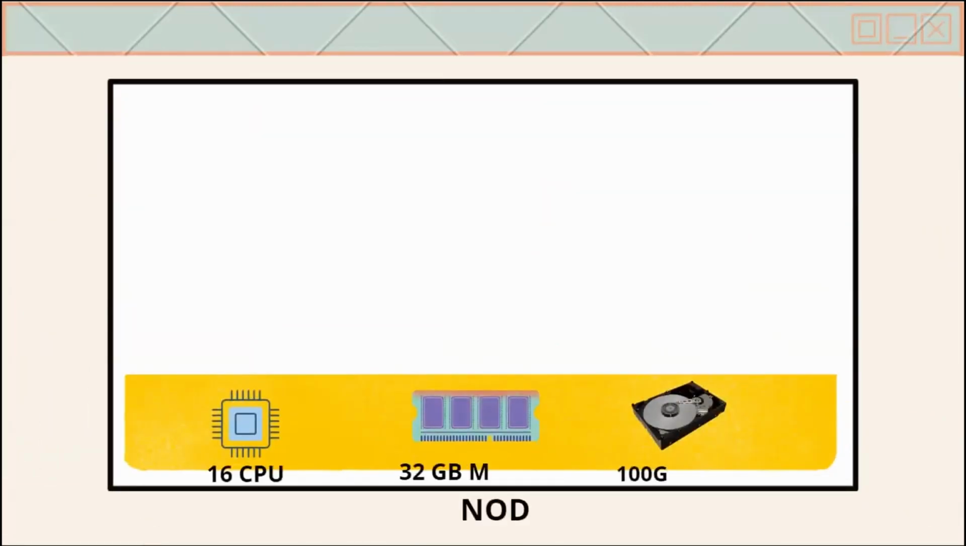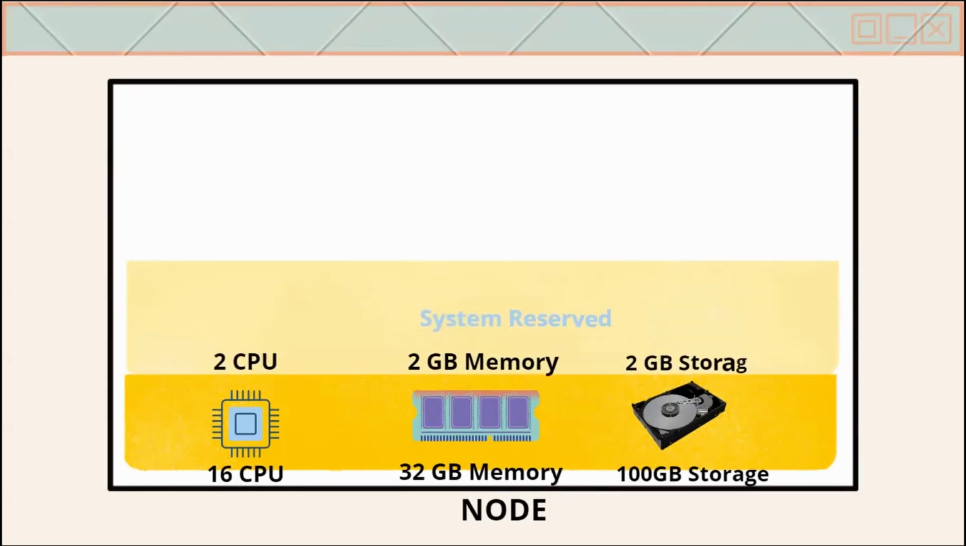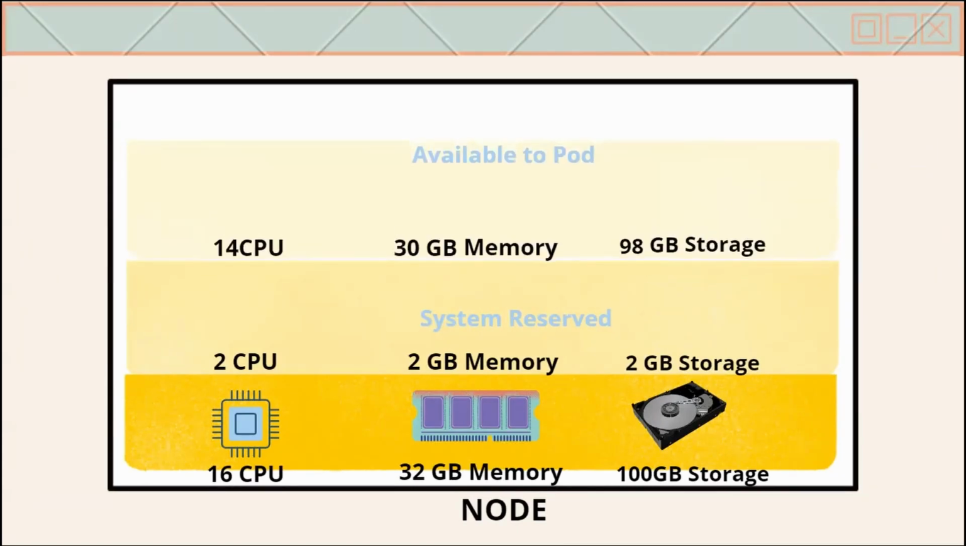Let's understand with an example. Here we have a node which has 32 GB of memory, 16 CPU and 100 GB of storage. If we set system reserve to memory 2 GB, CPU 2 core and ephemeral storage equal to 2 GB, then the scheduler ensures that the total memory request across all the pods on this node does not exceed 30 GB, as we already reserved 2 GB from it. Same with the CPU and storage. The scheduler makes sure CPU should not consume more than 14 CPUs and storage should not cross 98 GB.